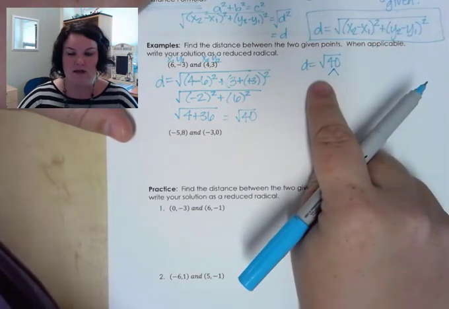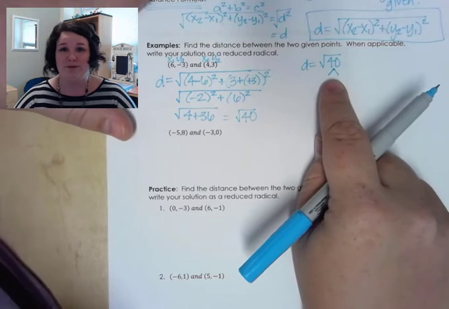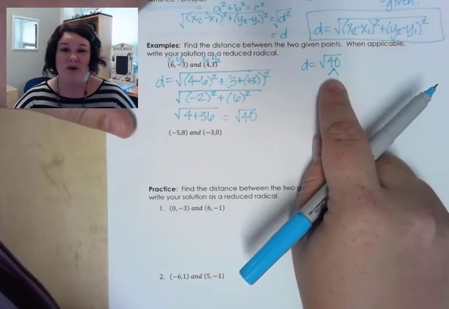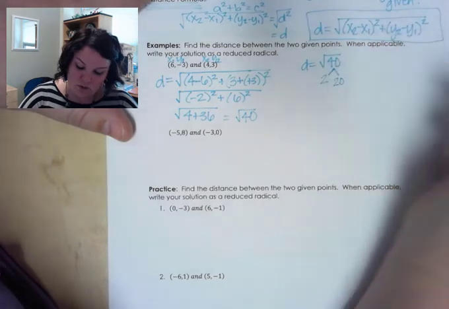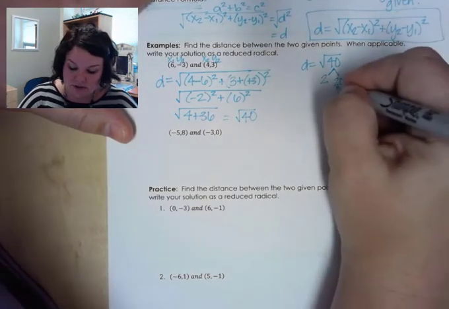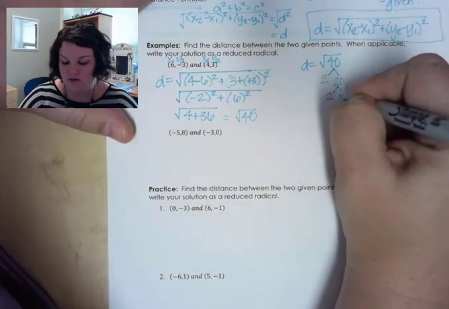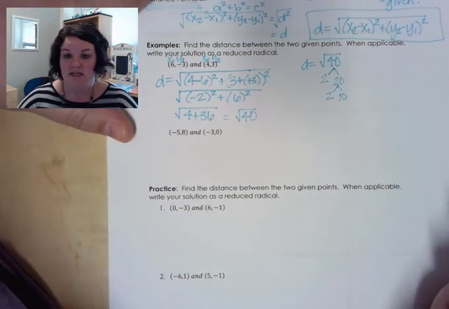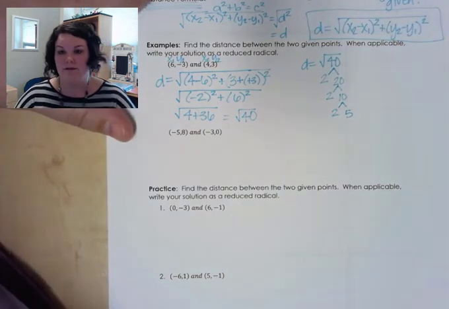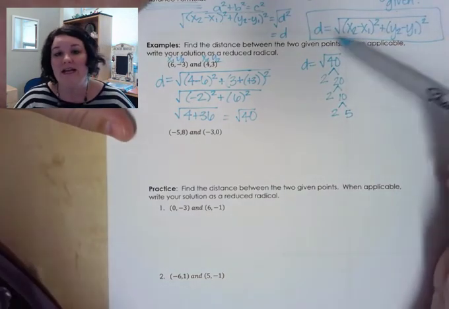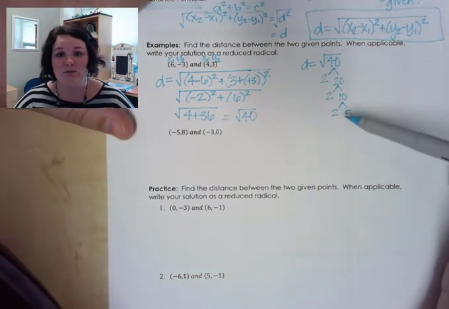So 40, we could go all kinds of different ways. I'm going to just start with 2. I know it's even, so I know that 2 goes into 40 20 times. I know that 20 is even, so I'm going to say 2 goes into 20 10 times. 10 is still even, so 10 is, let's see, 2 times 5. So I want to see if I can come up with any perfect squares within this number 40.